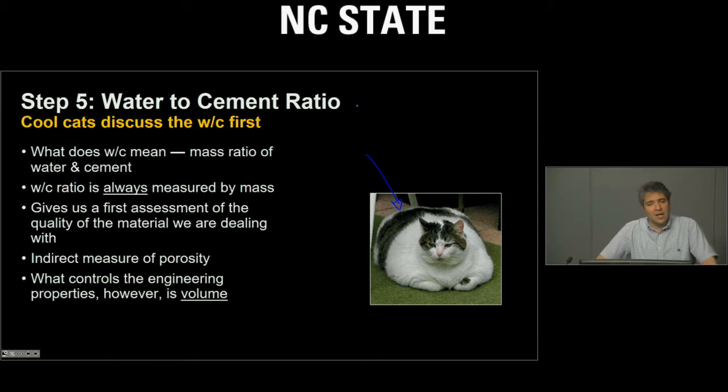Now, we have to remember that water cement ratio is always measured by mass or by weight, and generally water cement ratio gives us the first assessment of the quality of the material we are dealing with. It is an indirect measure of porosity, and I will talk about this a little bit more. And in fact, what controls the engineering properties is volume, and I will talk a little bit about moving between mass ratios and volume ratios, and then you will see why this becomes very important, why you will see the significance of water to cement ratio.